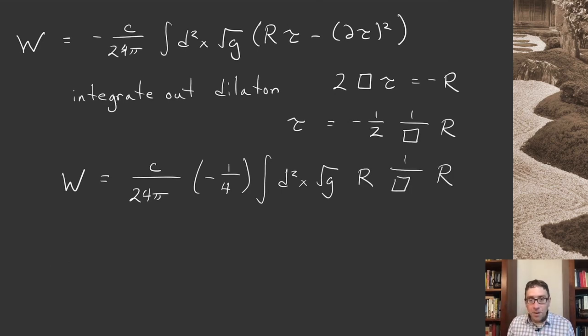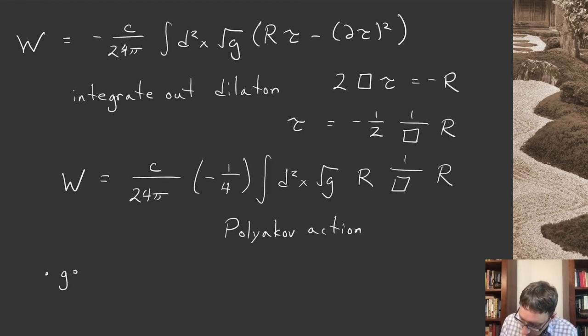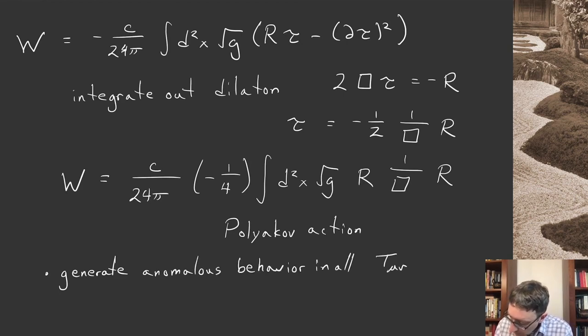The fact that I have a 1 over box there is telling me it's non-local. And this has a name. This is often called the Polyakov action in conformal field theory. And it's quite interesting that it's going to generate now the anomalous behavior in all stress tensor correlation functions. Just by varying this with respect to the metric, you should find the way in which all these stress tensor correlation functions break scale invariance. And in fact, it makes sense even to claim that it generates all of these stress tensor correlation functions completely, because in these 2D contexts, all of the stress tensor correlation functions are fixed once you know the central charge C.